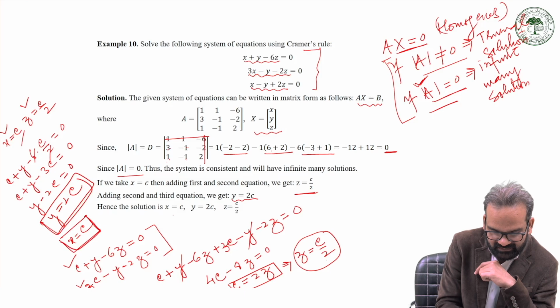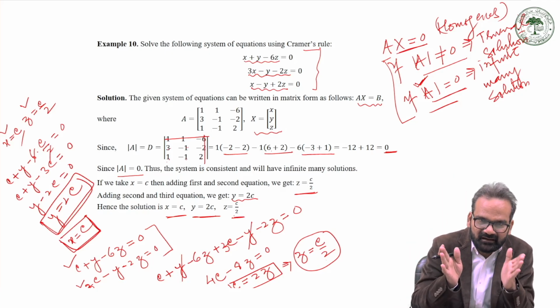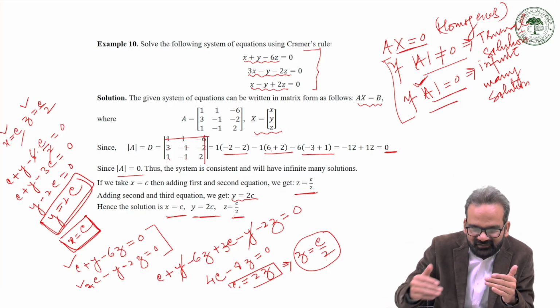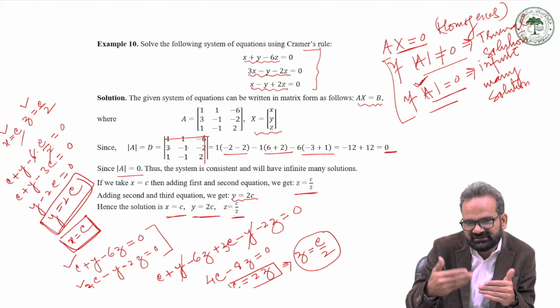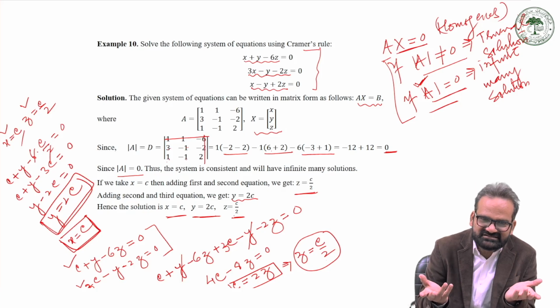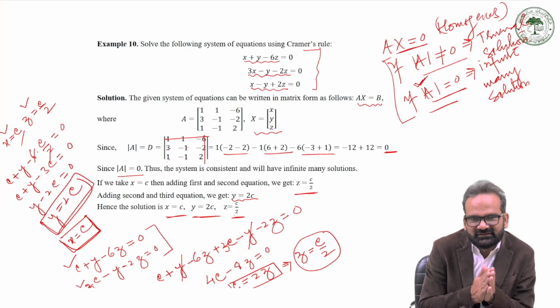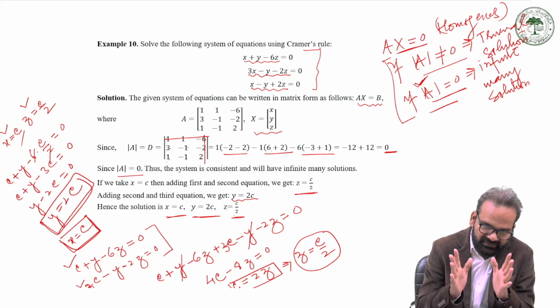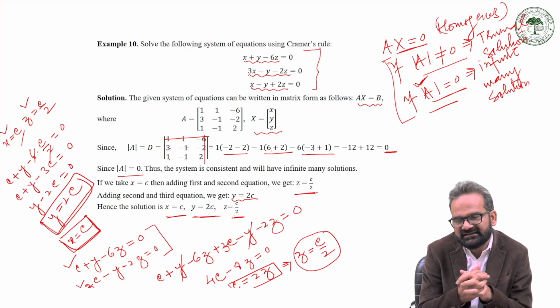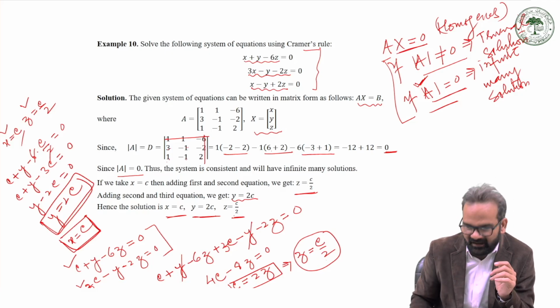Hence the solution is what? X is c, y is 2c, and z is equal to c by 2. This is the solution of the system given here. C being a constant, we can change the values of c. As we change the values of c, the solution of the system will also change. So c being a constant can have infinitely many values. Therefore, the system also has infinitely many solutions. So this is how we can solve a system of homogeneous equations using Cramer's rule.